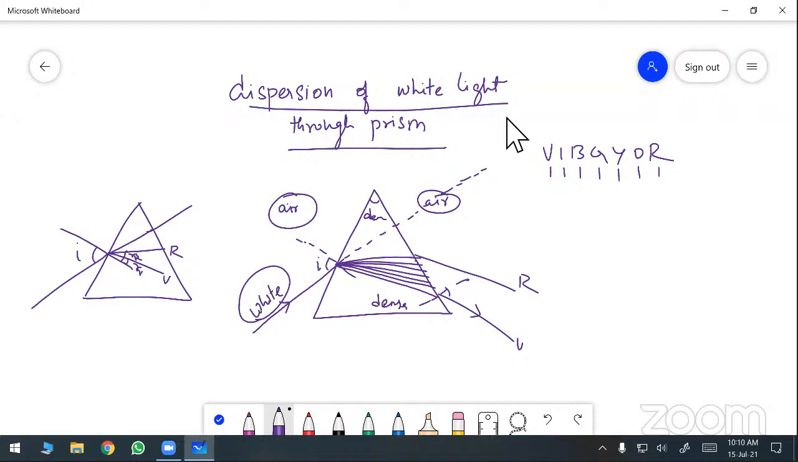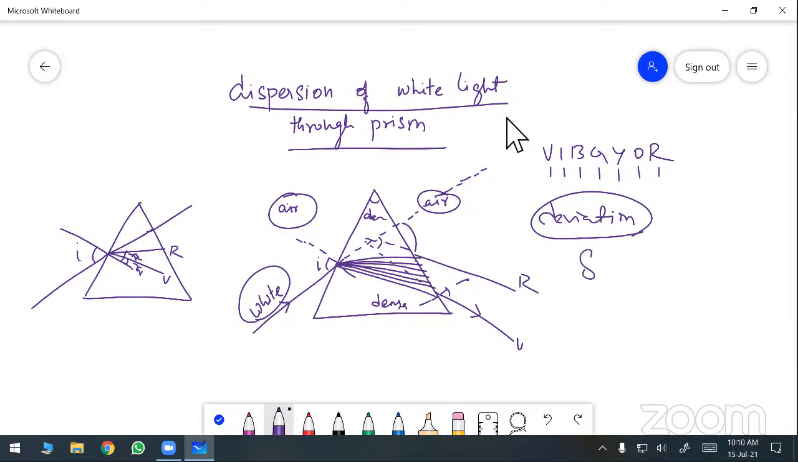Now which color is maximum deviated? I want to calculate the deviation angle. What do we mean by deviation? The angle between the incident ray and the emergent ray is called the angle of deviation. This is the emergent ray, and this is the angle of deviation. So which color has the maximum deviation? Violet has the maximum deviation.